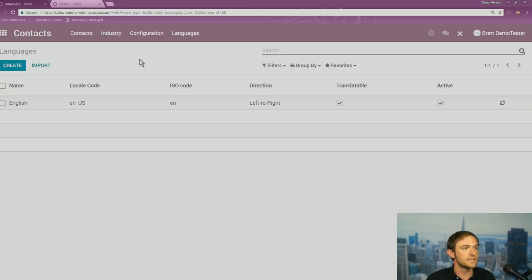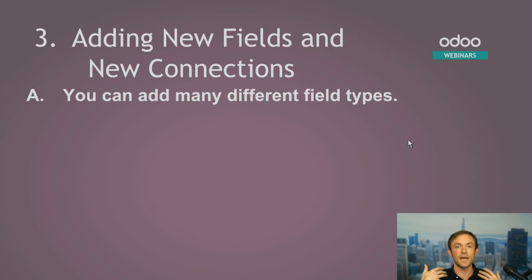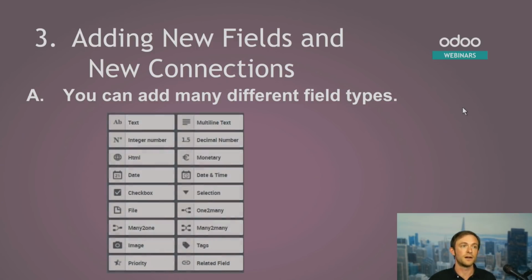So that's a summary of working with existing fields, existing views, and existing menus to make changes with Studio. So let's get a little bit more involved and more complicated. Let's move into actually adding new content. We're going to start with adding new fields, and I'm going to spend a good amount of time on that because there's a lot to cover. You can add a lot of different field types with Odoo Studio. There's probably more different types of field than you realize, actually.